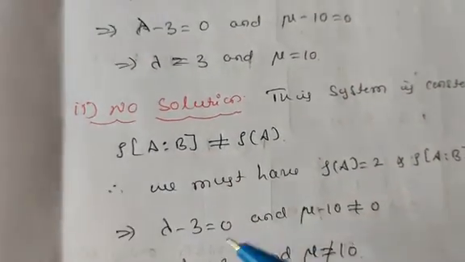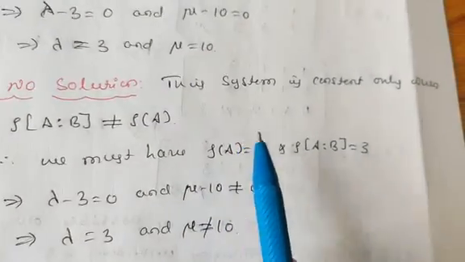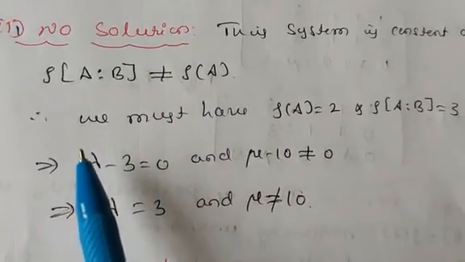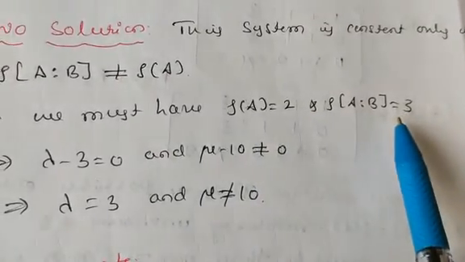And the third one is no solution. So what is the third one? No solution. This is possible only when rank of AB is not equal to rank of A. Therefore we must have rank of A equal to 2 and rank of AB equal to 3.